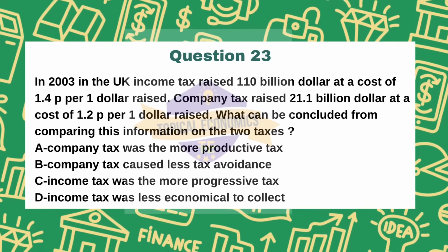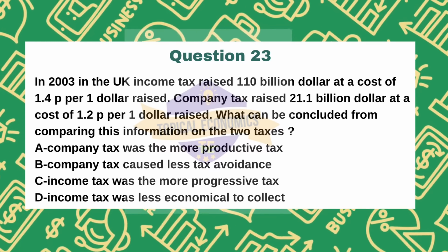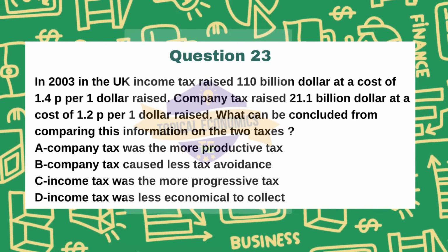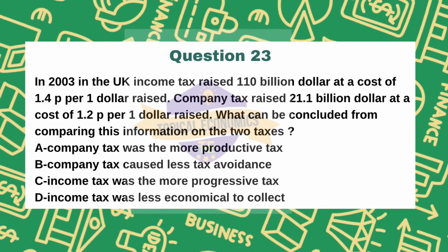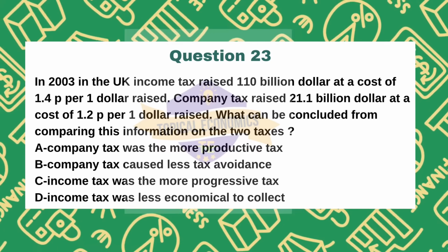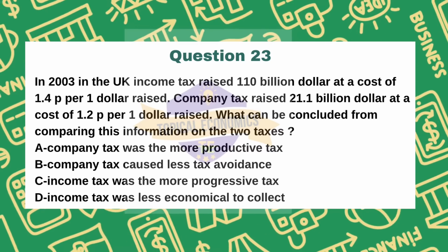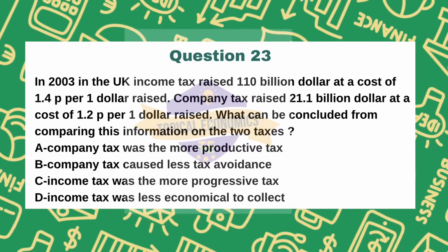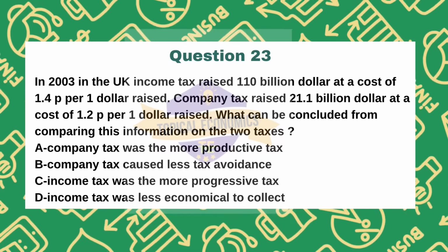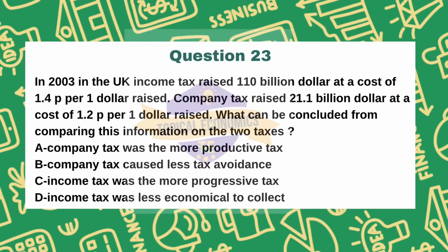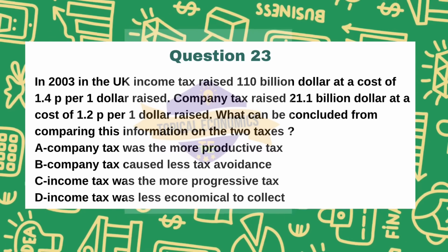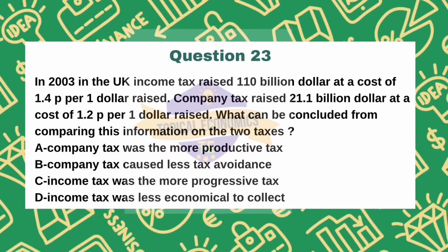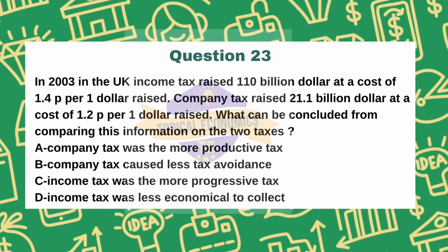Moving to question 23. In 2003 in the UK, income tax raised $110 billion at a cost of 1.4p per $1 raised. Company tax raised $21.1 billion at a cost of 1.2p per $1 raised. What can be concluded from comparing this information on the two taxes? A. Company tax was the more productive tax. B. Company tax caused less tax avoidance. C. Income tax was the more progressive tax. D. Income tax was less economical to collect. The correct answer for this question is option D.